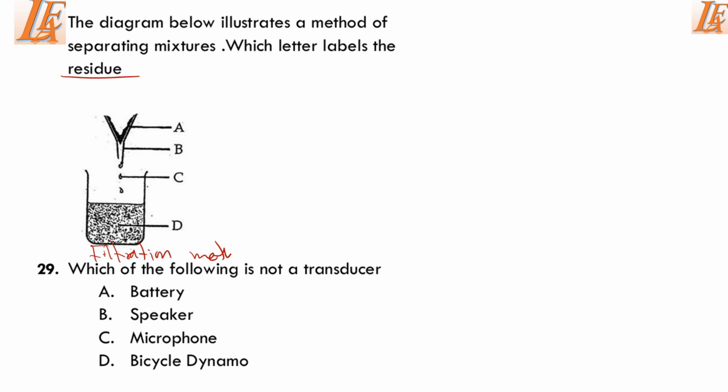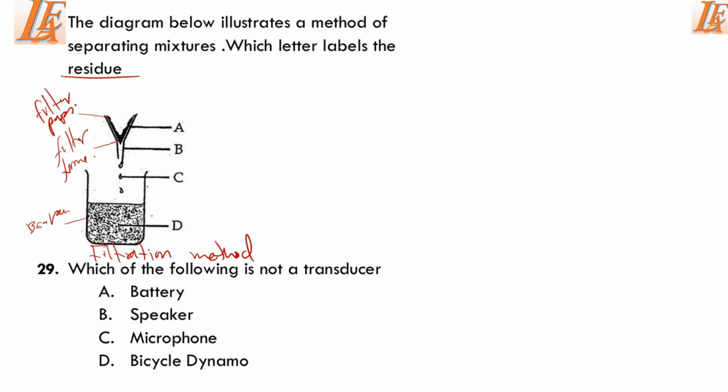And this filtration method is used to separate a solid-liquid mixture in which the solid cannot dissolve in the liquid. Therefore, when you separate it, you remain with a residue, and then the filtrate will pass through the filter paper. So we have apparatus which we use to separate this. Like in this case, we have a beaker. This is a beaker. And then we have this filter funnel. And then inside this filter funnel, we have what we call a filter paper.